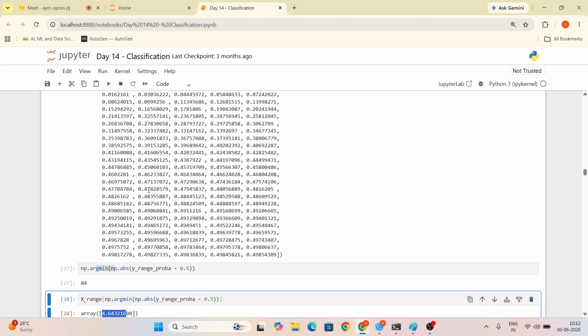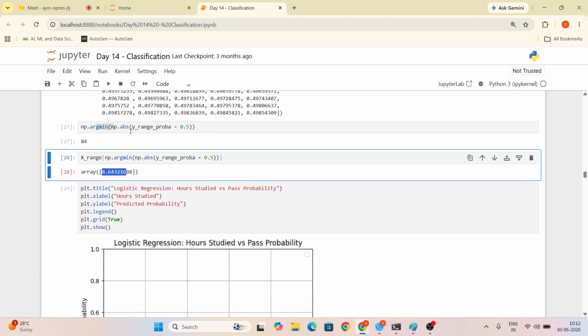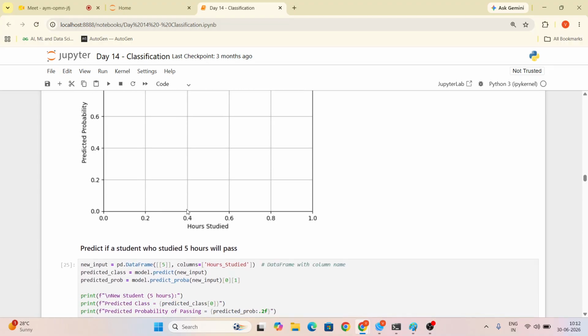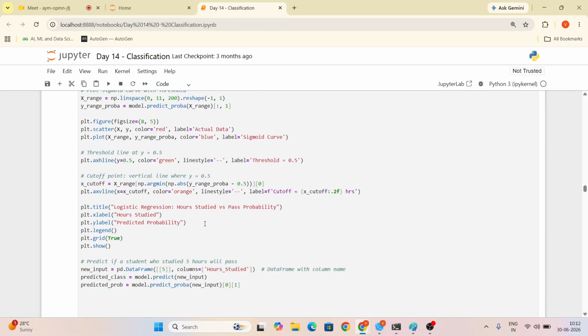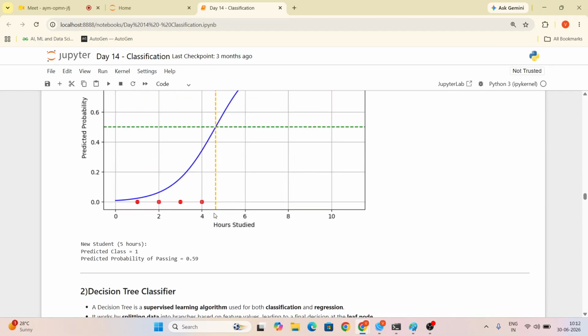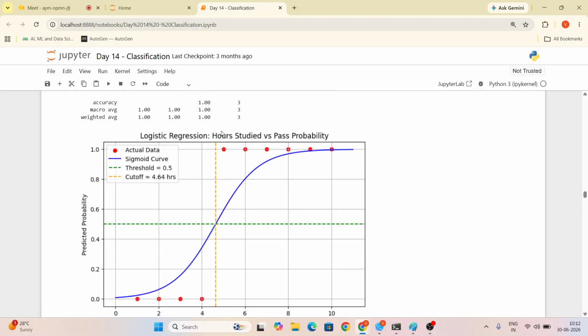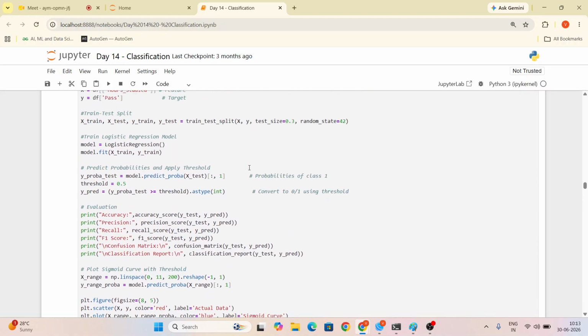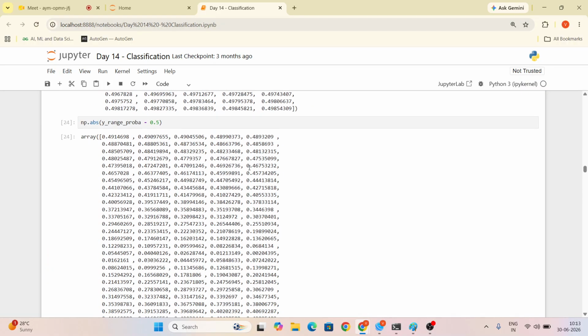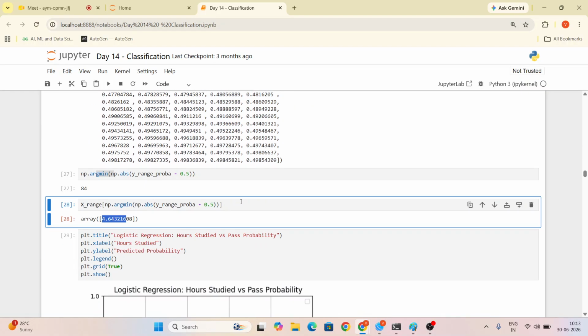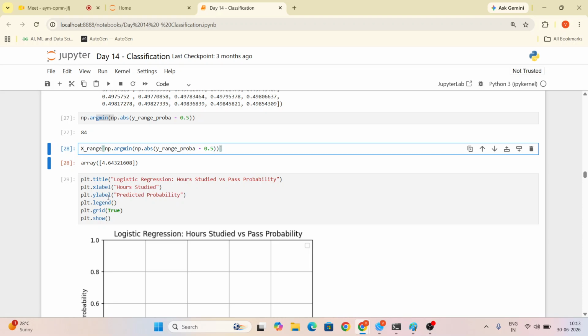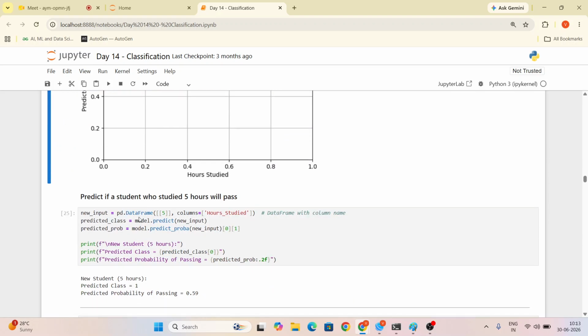That is where the pass percentage starts. After 4.64, the pass percentage starts, because the score is increasing, right? Have you got my point, guys? Not difficult, and you already know this one.